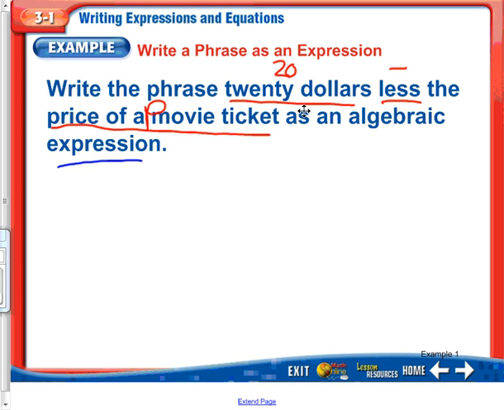Now, we basically have all of our words identified as symbols or numbers or variables. So now we need to write our expression. $20, so 20, less the price of a movie ticket. So 20 minus P is the expression that we're looking for.